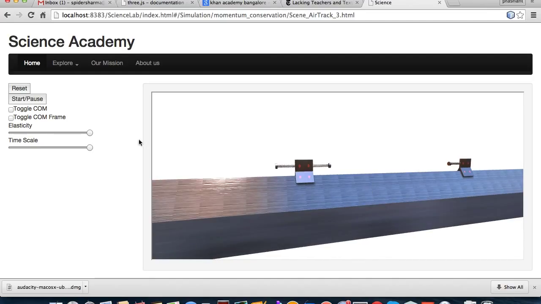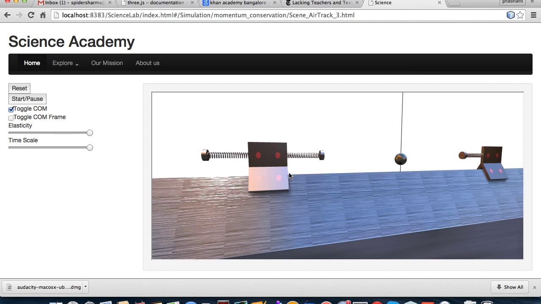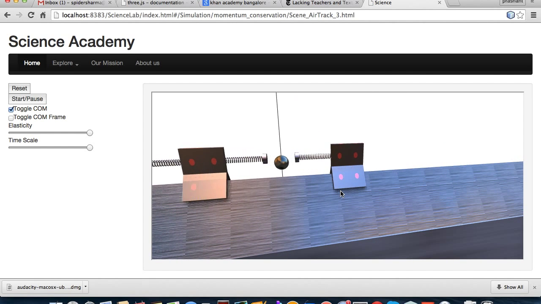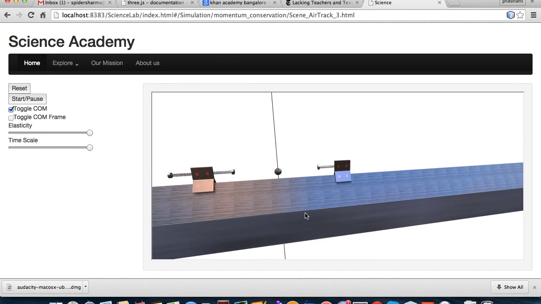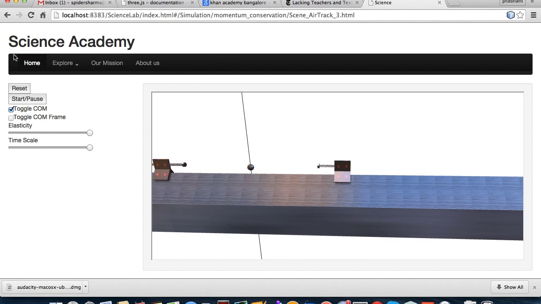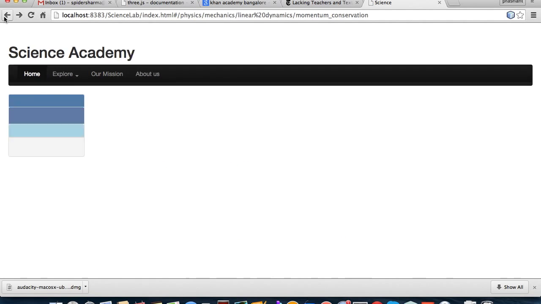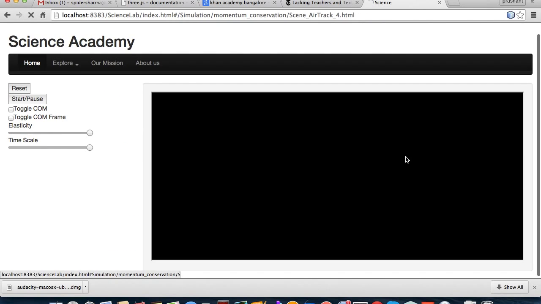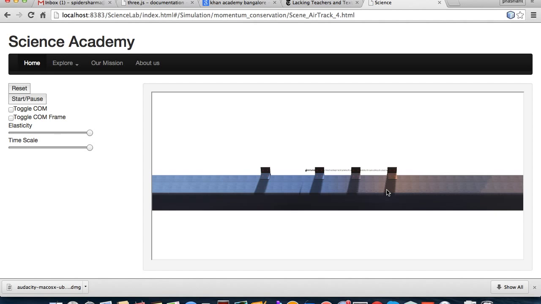And basically again, you will see that the center of mass moves with a constant velocity at each instant of time. No matter what happens, it is moving with a constant velocity. And as we see these more complicated examples, it's just that the mechanism is becoming more complicated.